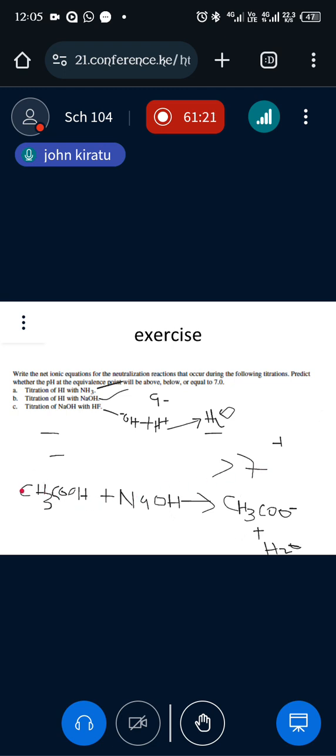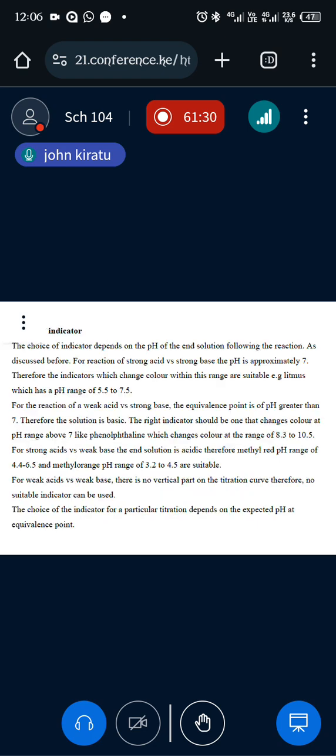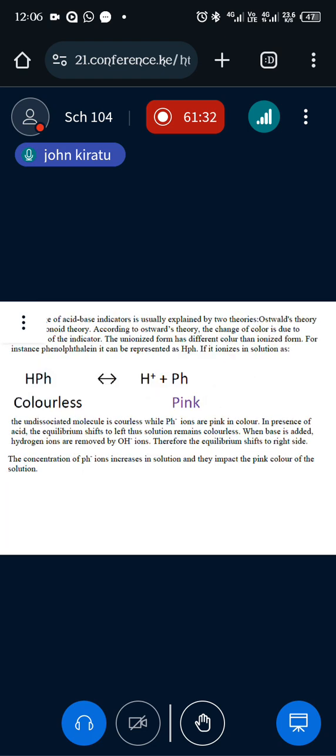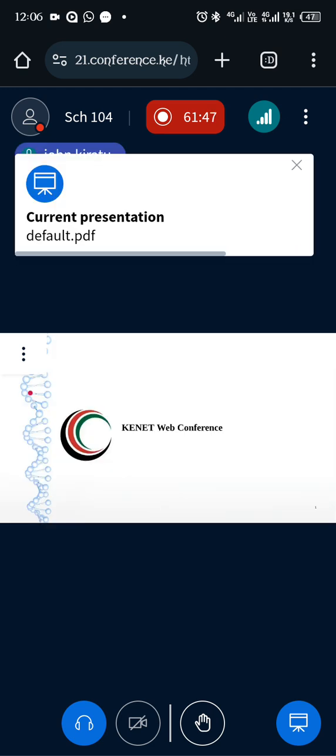So I want us to choose an indicator for this reaction. Let's go to the table. I hope you have taken note of that. Let's find an indicator for that reaction. So you have the table there. I'll start a poll. So what you are supposed to write on that poll?